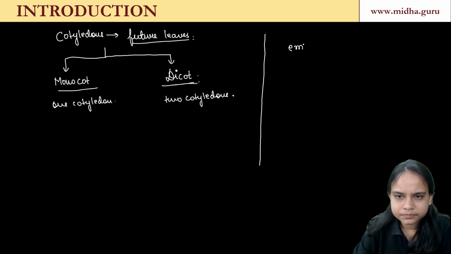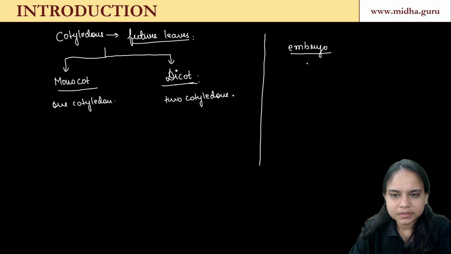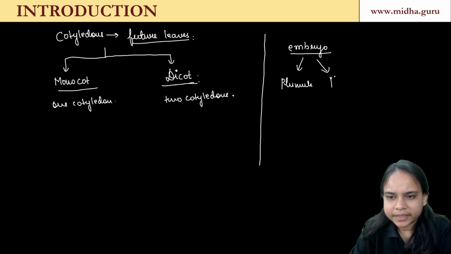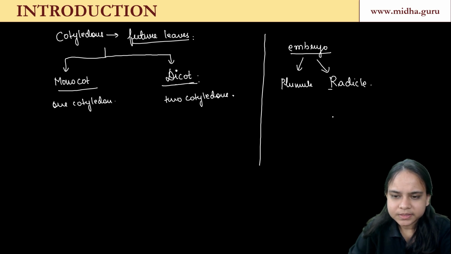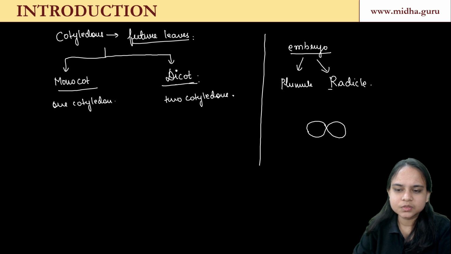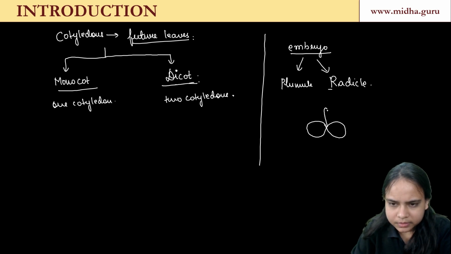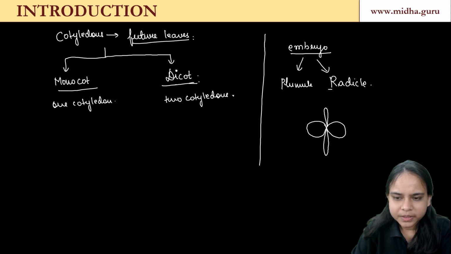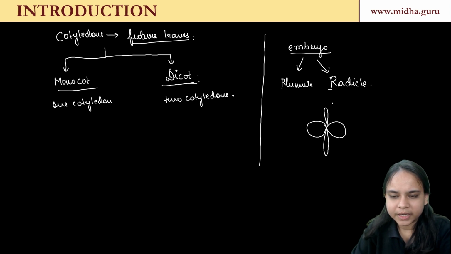Embryo has two parts. Okay, one is plumule, another is radicle. So let's understand with a simple diagram here first. See, let's take a dicot seed. That means it has two chambers. Okay, it has two cotyledons. Like so, this developing embryo consists of two parts, that is plumule and radicle.